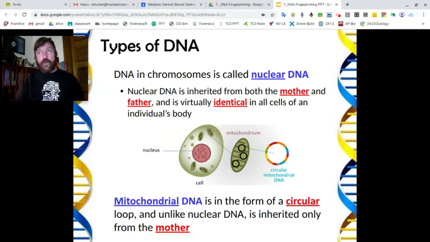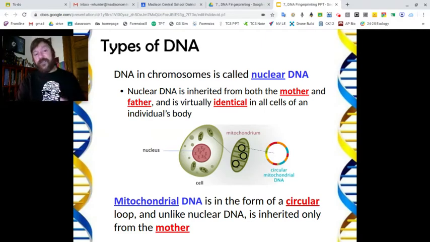DNA that is found in the chromosomes is our nuclear DNA. These are only found in the autosomal cells, the cells of the body that are not used for reproduction. You get your nuclear DNA from both mother and father. You get about half from each.